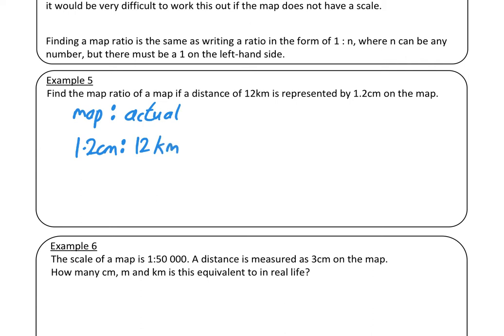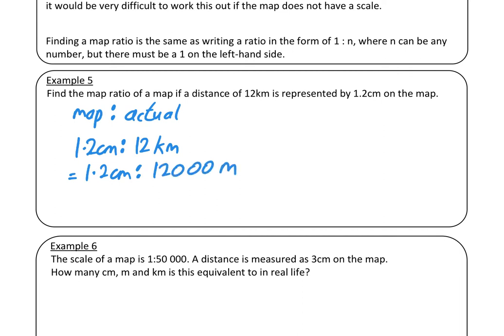Now, the problem with this ratio is that it's not simplified, and more importantly, it has units. You should not have units in a map ratio. So we're going to change this and try and get rid of the units. To get rid of the units, we need to get the units to be the same.